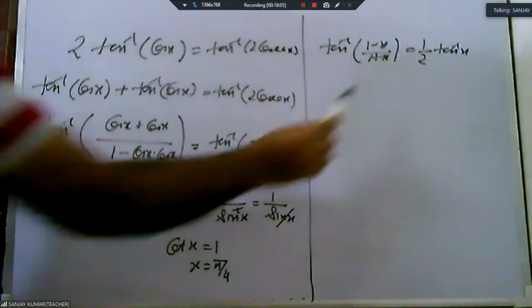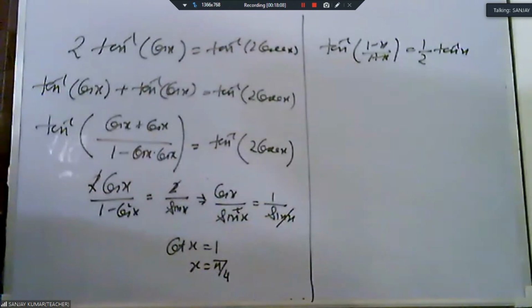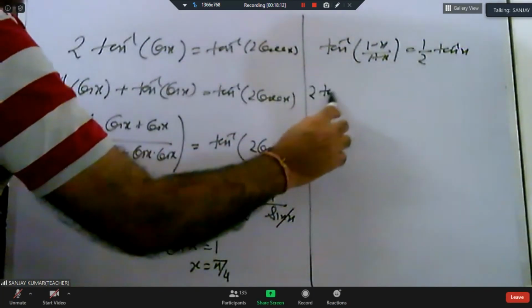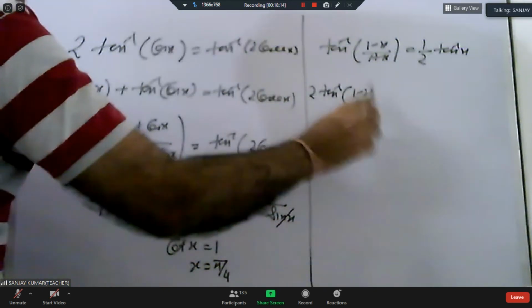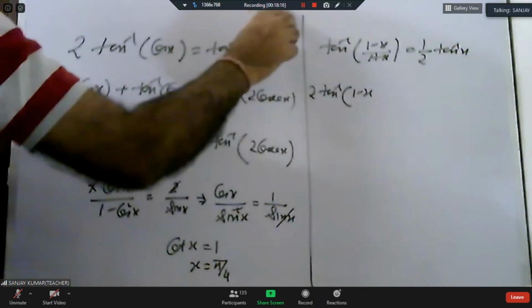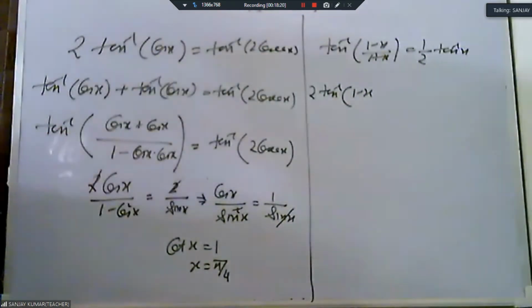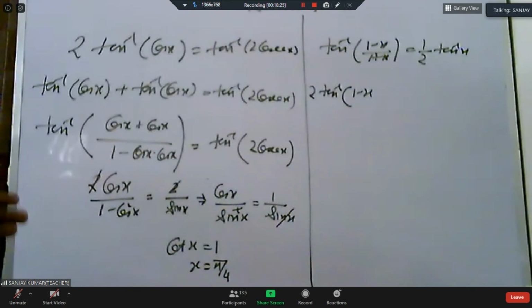Now, if they're given a half this way, you cannot break the half. Then what we do is bring this 2 to this side. The question says solve for x. They are not saying prove left side equal to right side. They are saying solve for x. Then the problem with the half is that you cannot break it into 2 parts.